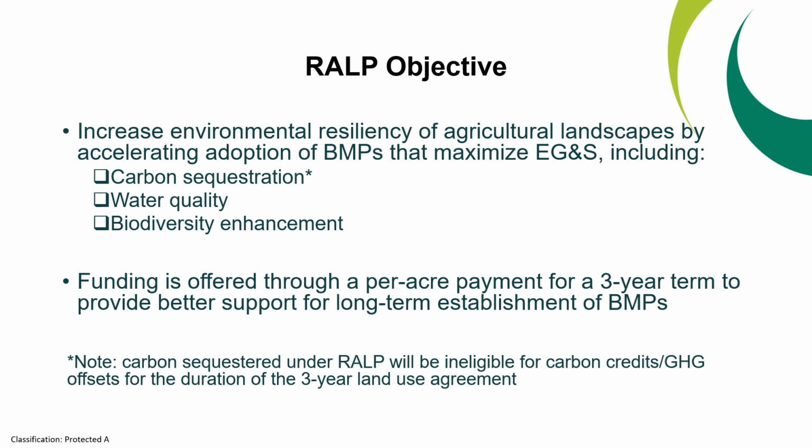Funding is being offered through a per acre payment over a 3-year term, and that is to help provide better support for long-term establishment of the BMPs being offered. Please note that carbon sequestered under RALP will be ineligible for carbon credits or greenhouse gas offsets for the duration of the 3-year land use agreement for these projects.